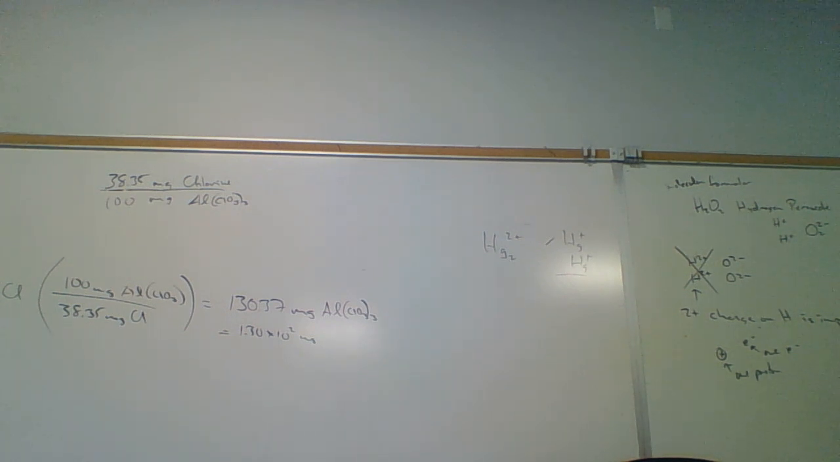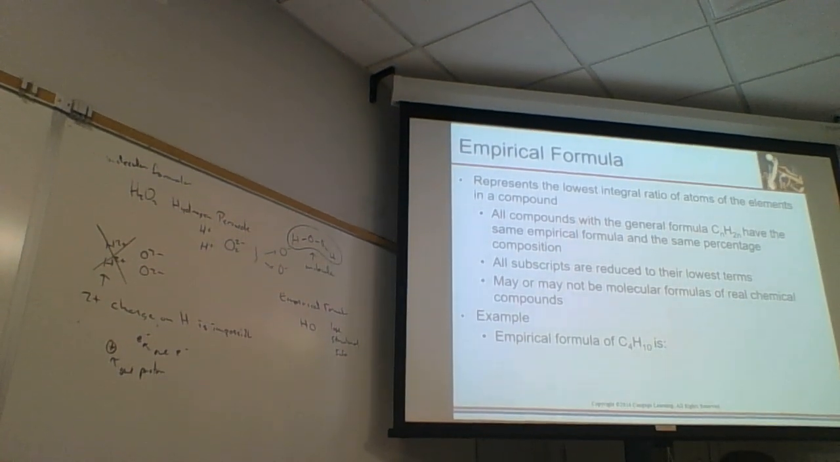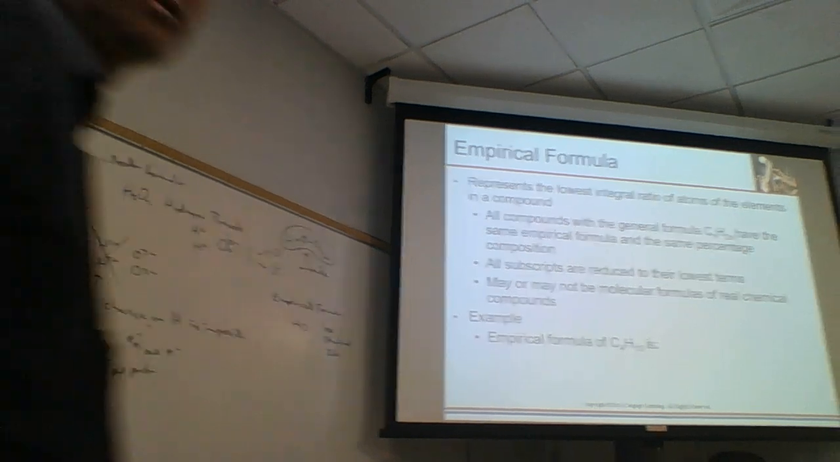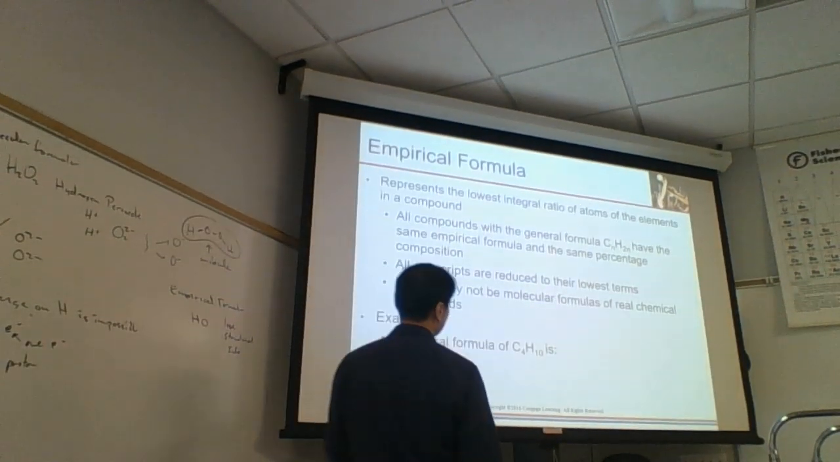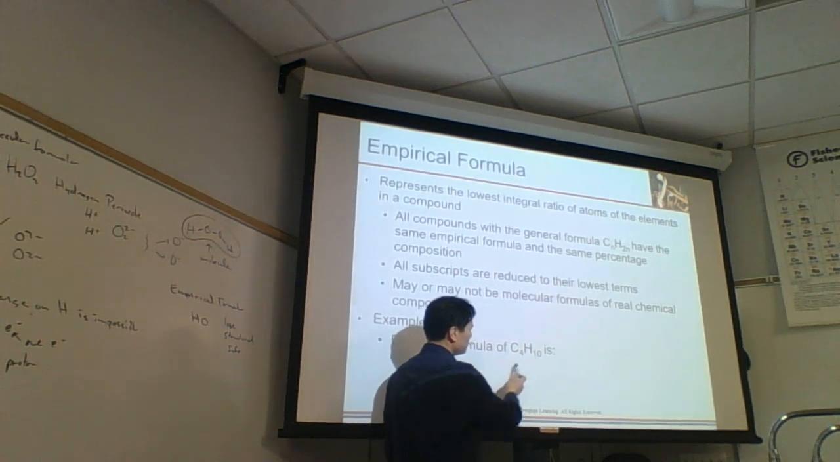So for example here, C4H10 is the molecular formula. This is a molecule of this. How do I know it's a molecule? Yeah, 2 nonmetals. So this is C4H10. It's like butane.